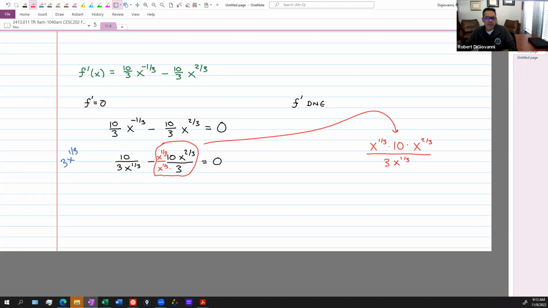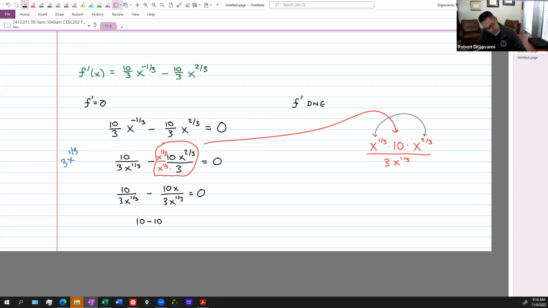What do I get on top? 10x, right? Because when you multiply these two together, you add their exponents. And 1/3 plus 2/3 is 3/3, which is 1. So that turns into just 10x on top, which is really nice. And so here's where I am. I've got 10 over 3x to the 1/3, that's the first fraction, minus 10x over 3x to the 1/3 equals 0. And so now I combine them together into one fraction.